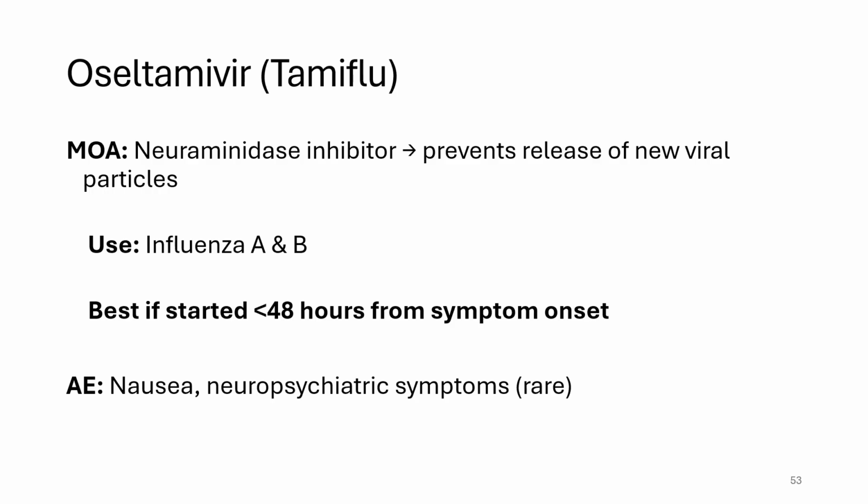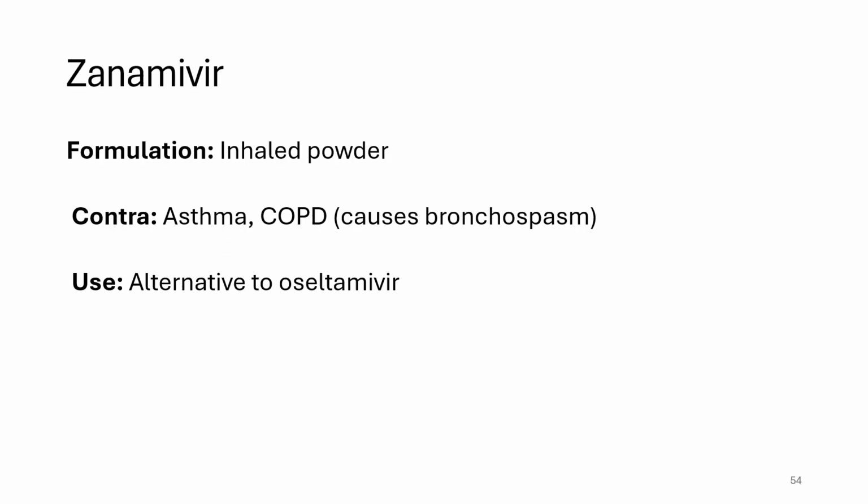Most common adverse effect is nausea, which is a real bummer because you already have the flu, especially early in treatment. There are rare neuropsychiatric side effects like confusion and hallucination, often reported more commonly in children. So we can use it for influenza A and B, but we have to start it early and then watch for those side effects.